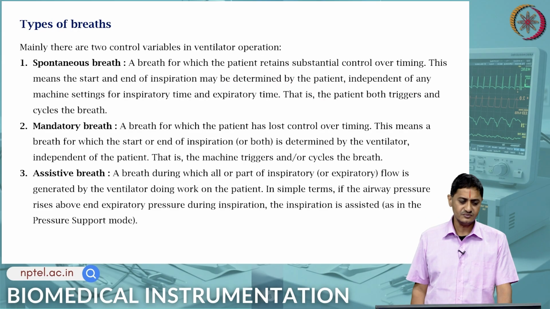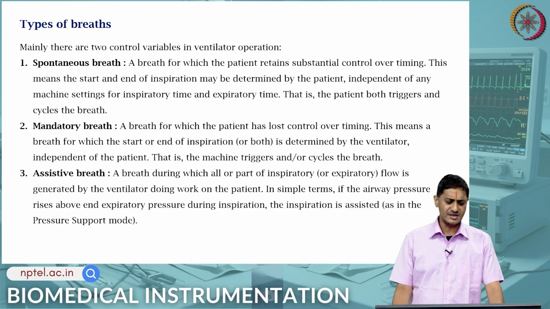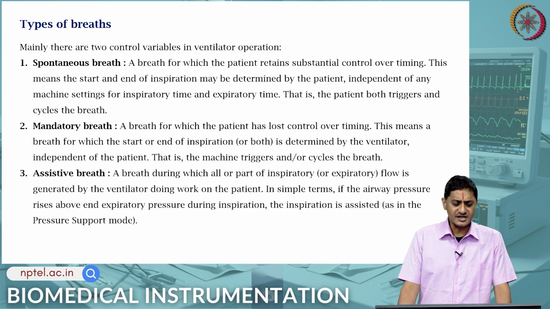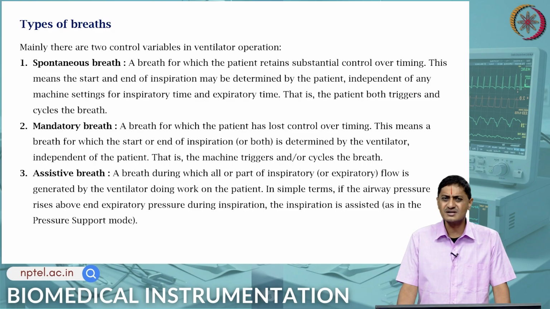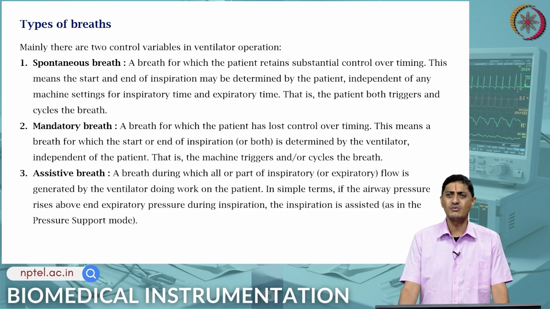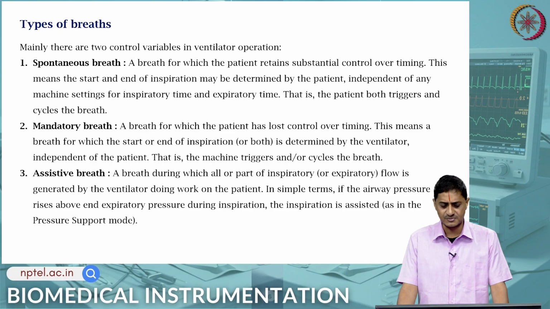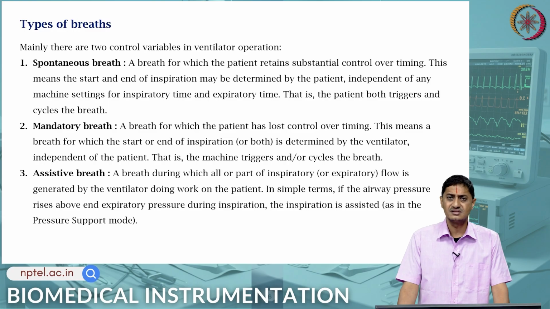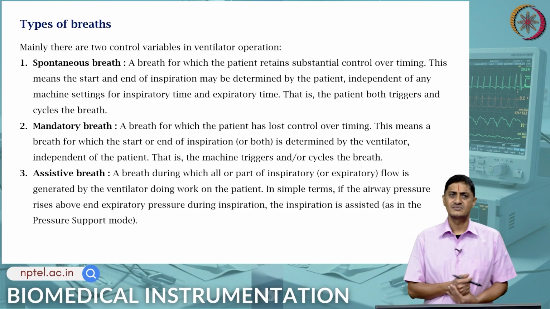Okay. What are the types of breaths? There are different types of breaths. One is a spontaneous breath. There are two control variables essentially. First is spontaneous breath, a breath for which the patient retains almost the entire control or substantial control during timing. How they want to breathe, they are able to do it themselves. This is called spontaneous breath. This means both the start and the end of the inspiration are determined and controlled by the patient independent of any other settings, okay.